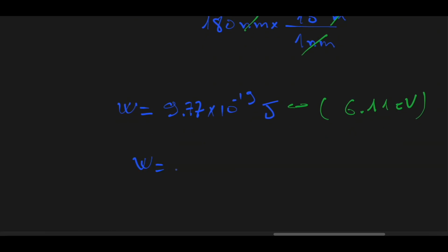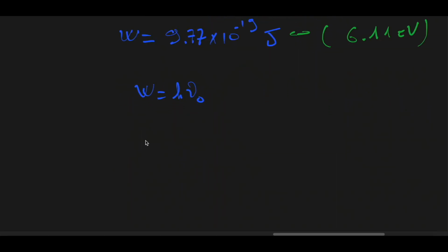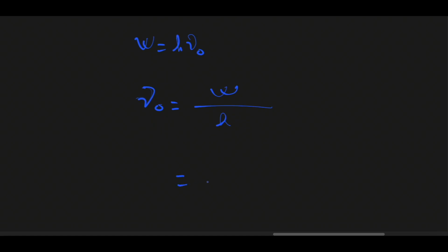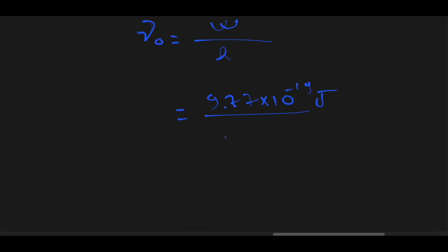Now we are asked to determine the threshold frequency. From the work function we can get the threshold frequency or the threshold wavelength. And the threshold frequency is equal to the work function divided by the Planck's constant, which is equal to the value of the work function in joule over the Planck's constant in joule second.